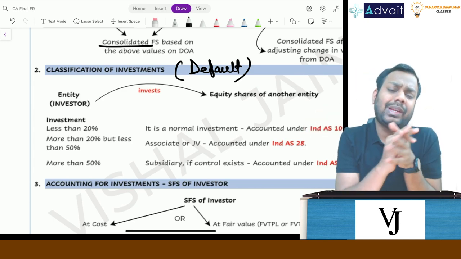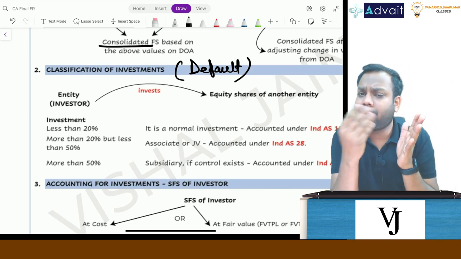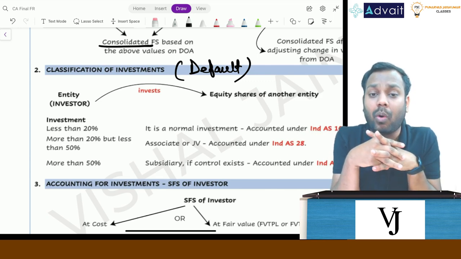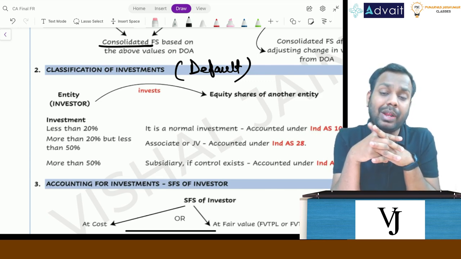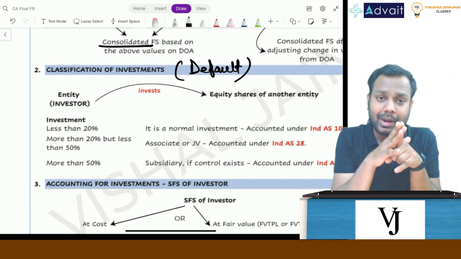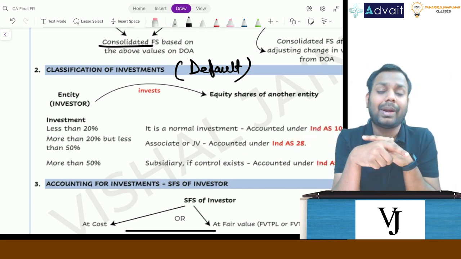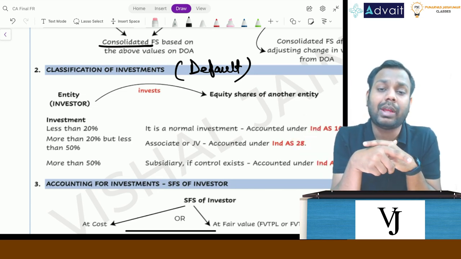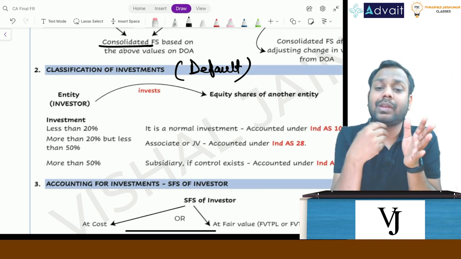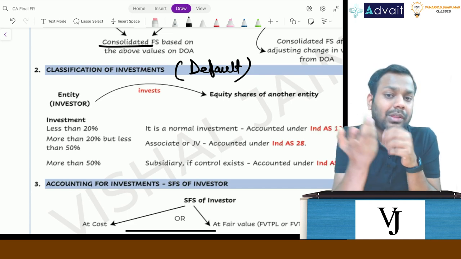But if the question says it like this: company A Limited has 30% of B Limited, but A Limited has the power to take all the relevant decisions of B Limited. Meaning thereby, even though A Limited doesn't have the majority voting rights of B Limited, it still has the right to take important decisions of B Limited. That means there is a control, and if there is a control, there is a subsidiary.